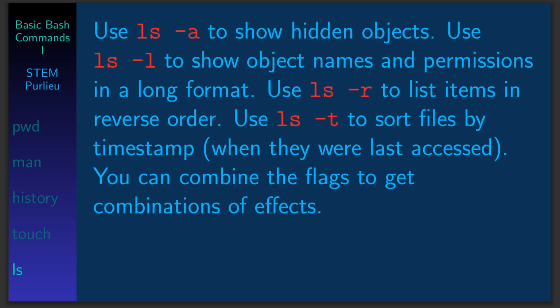So here's a description of 4 of the flags that you can use with ls. ls -a will show hidden objects. ls -l will show object names and permissions. Permissions we'll get to later in subsequent videos. Use ls -r to list the items in reverse order, and use ls -t to sort the files by timestamp. Also, you can use combinations of these flags to get compound effects. Here's a demo of these commands.